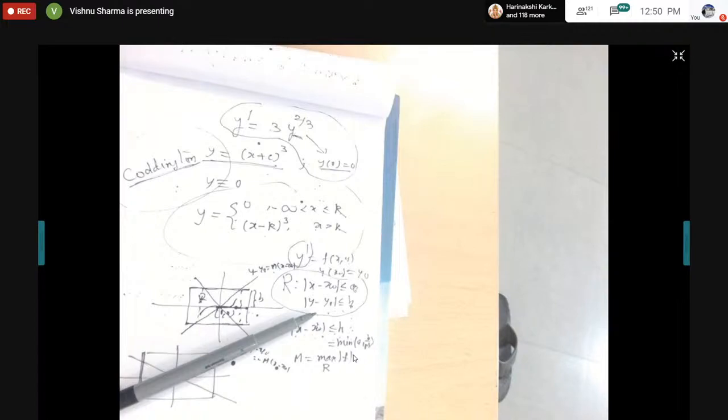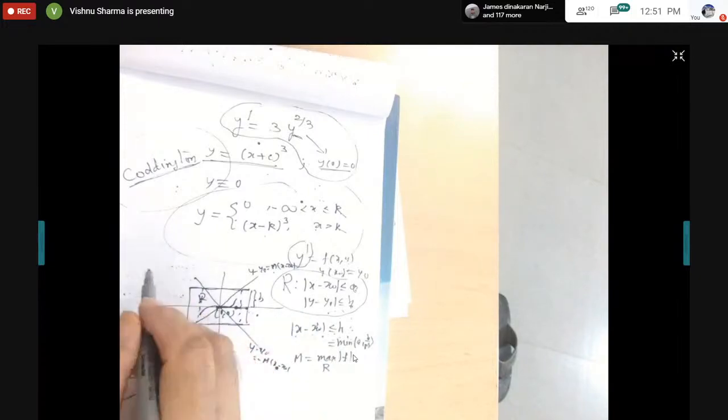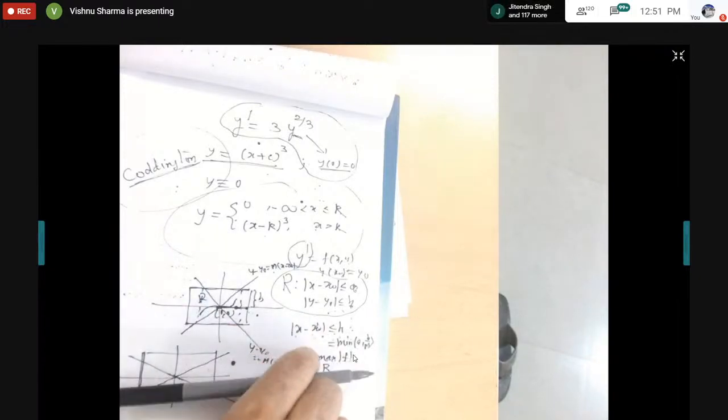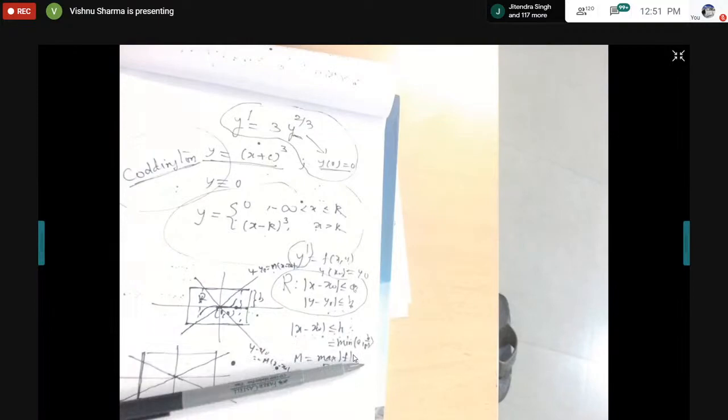Any other question? I have one question. Sir, actually here you considered the first order equation y dash is equal to 3y power 2 by 3. Suppose it is a higher order equation, or a differential equation given as a coupled non-linear system. Is it possible to check whether a solution exists or not?